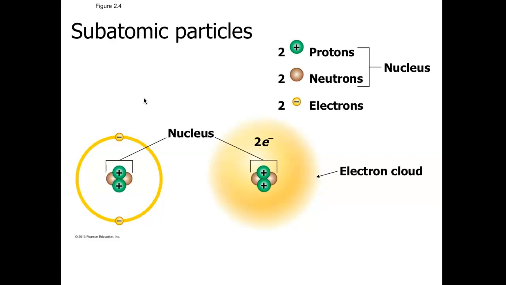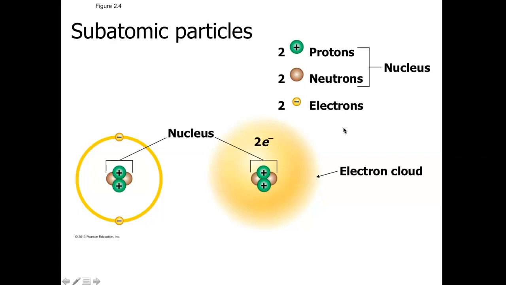So for now, I just want you guys to know protons and neutrons are in the nucleus, electrons orbit the nucleus, and protons and neutrons have a mass of 1 atomic mass unit. Electrons do not have mass. And you also see protons have a positive charge and electrons have a negative charge.